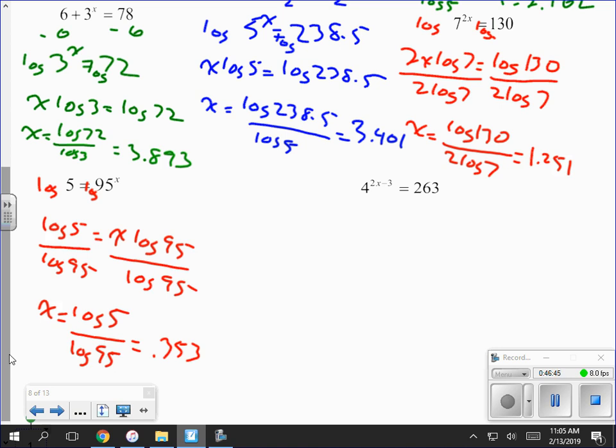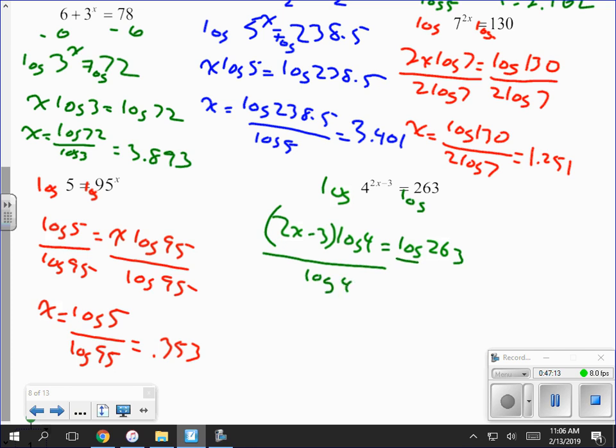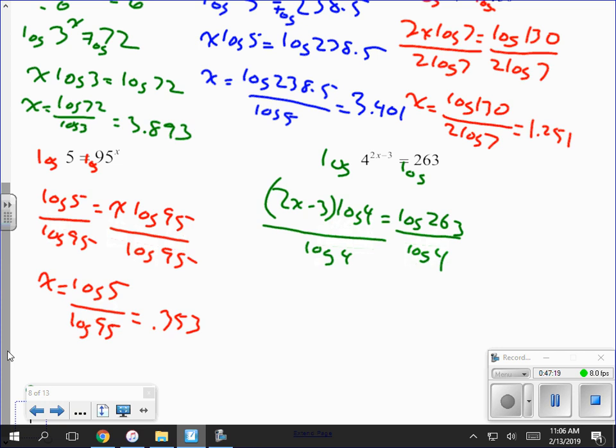And then last but not least, take the log of both sides. Bring the power down out in front. What's my power on this one? 2x minus 3. So I get 2x minus 3 times the log of 4 equals the log of 263. Divide both sides by the log of 4. So I get 2x minus 3 equals the log of 263 divided by the log of 4.